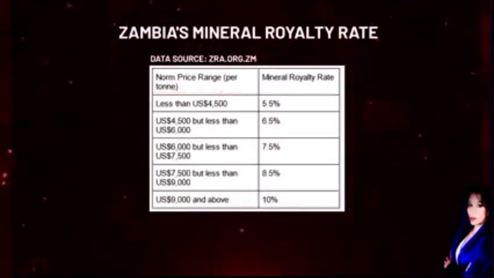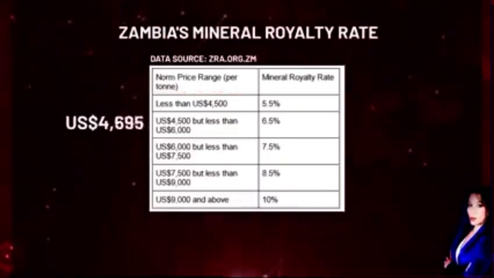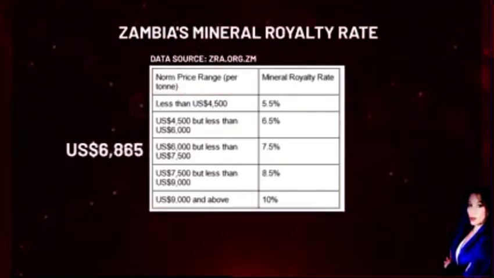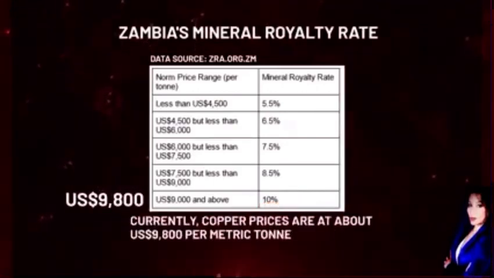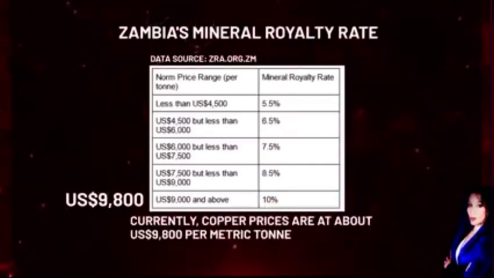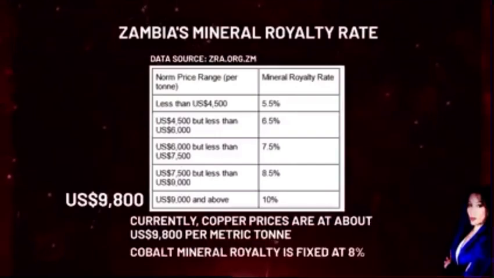For example, if copper is trading at or above $9,000 per metric ton, then the applicable mineral royalty rate applied is 10%. Currently, copper prices are at about $9,800 per metric ton. Other minerals have a different fixed rate. Cobalt mineral royalty is fixed at 8%.